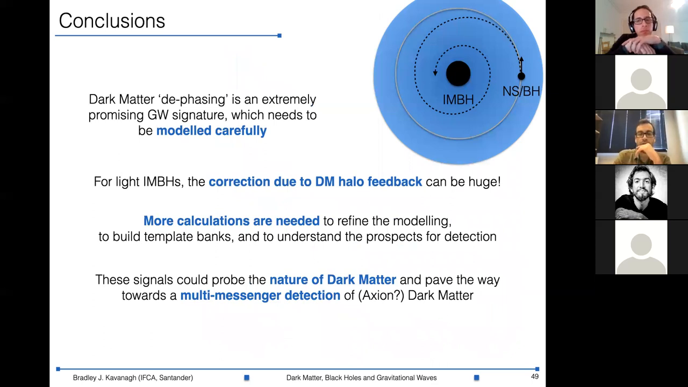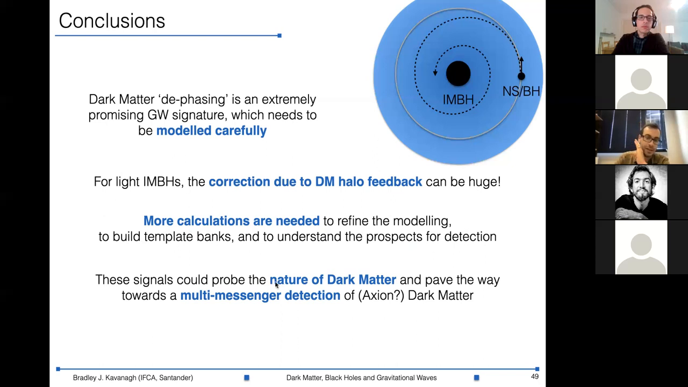Okay, so it's a very cool problem to me, partly because there's so much physics that needs to be modeled so carefully. When you start to do that careful modeling, you find that you can have this huge correction to the zeroth-order estimates that you come up with. There are lots of calculations that still need to be done in modeling and trying to build template banks that you would realistically be able to use, and to understand exactly how realistic some of these systems are.